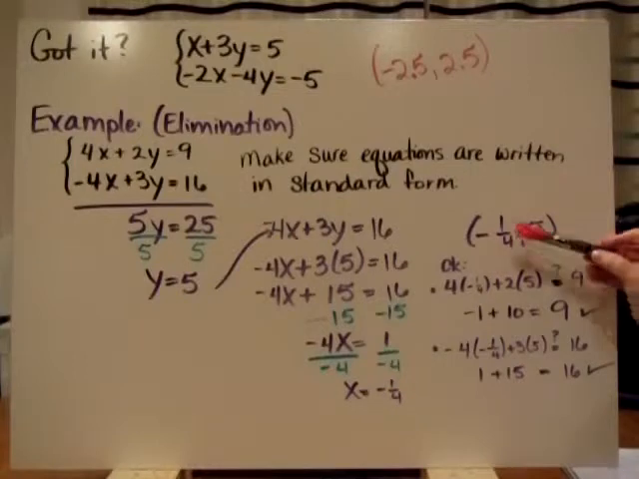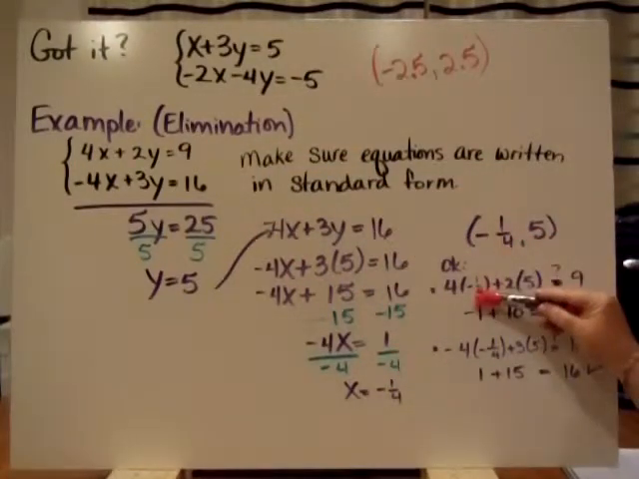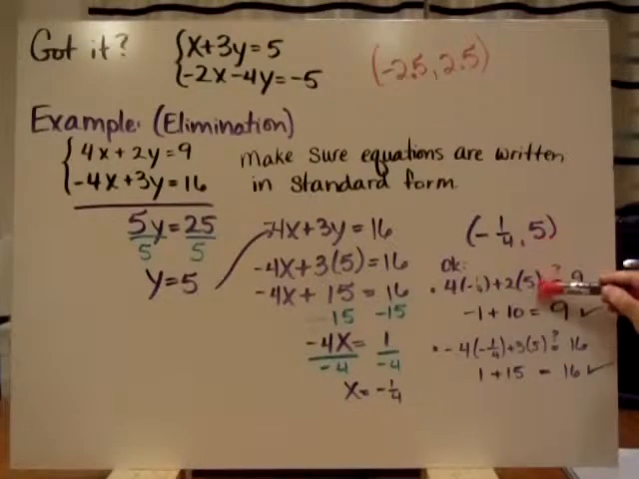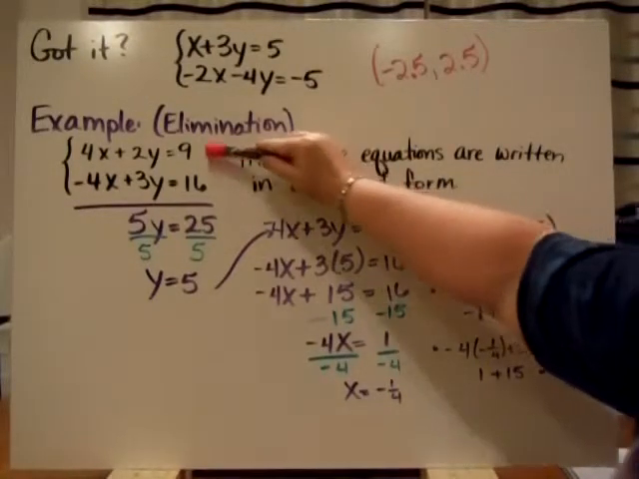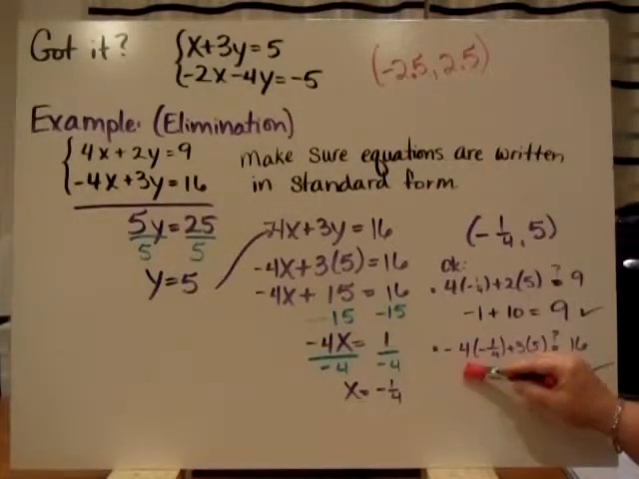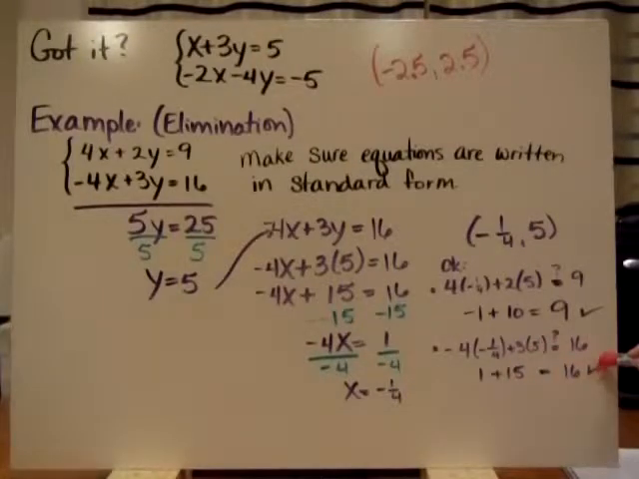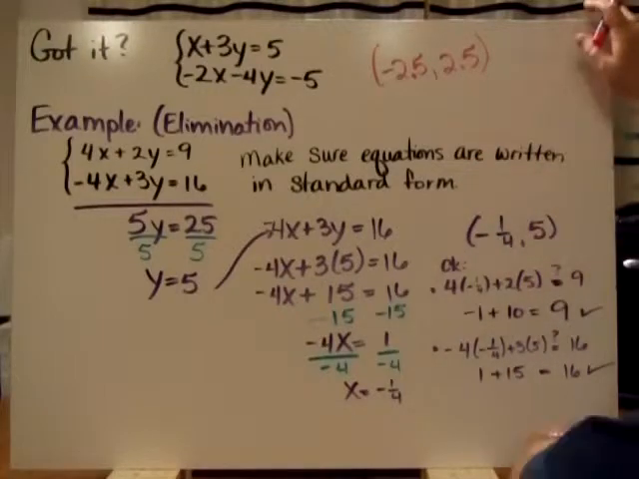To check it, I go back to my original equations. In place of x, I put negative 1/4. In place of y, I put 5. And I check to make sure that I got the same answer that it said I should have gotten. Then I check the second equation, because remember, you have to check both equations. So I replace x with negative 1/4, y with 5, and work this out, and I get the same answer. So I know that this is the correct solution for this system.